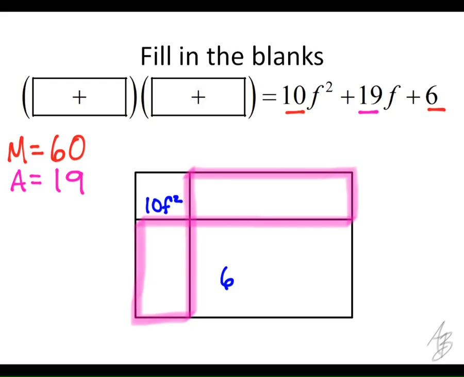So we're looking for two numbers now that multiply to get 60 and add to get 19. Those two numbers that are going to work here are going to be 4 and 15. Now, like I said last time, it really doesn't matter which one goes where. So I'll let you guys decide. Which one do you want to put here? 4 or 15? 15? Okay.